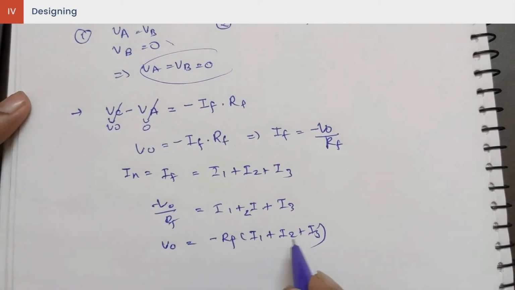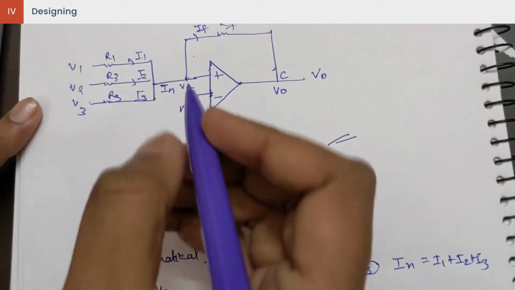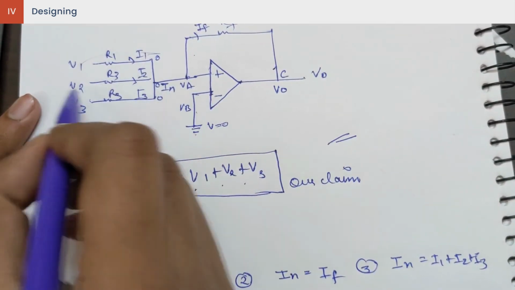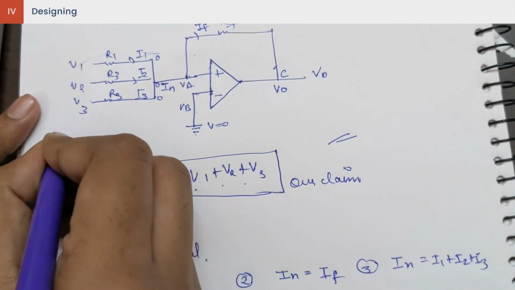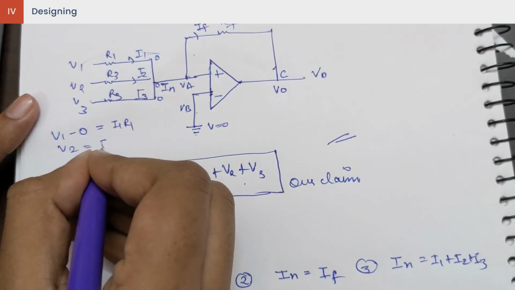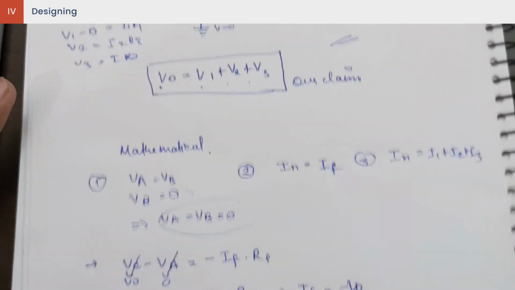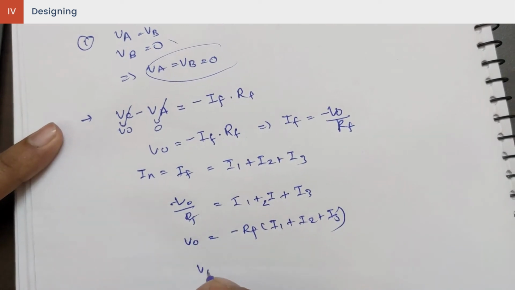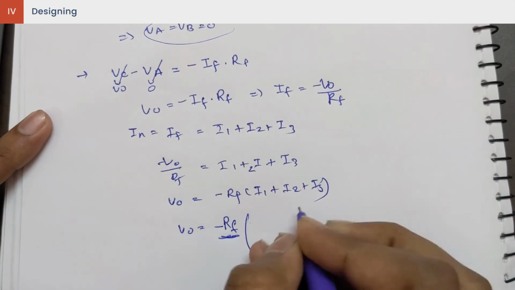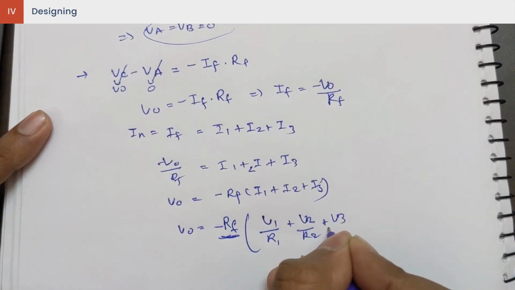Now let's try to get I1, I2, I3 in terms of V, in general. We know the voltage here is 0, so it could be 0 here and 0 here. So we can write equations for these three resistances. It would be V1 minus 0 equals I1 R1, and similarly V2 equals I2 R2, and V3 equals I3 R3. Therefore, we can rewrite this equation as V0 equals minus RF into (V1 by R1 plus V2 by R2 plus V3 by R3).